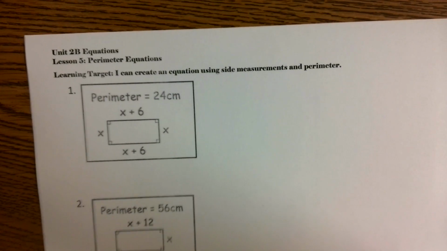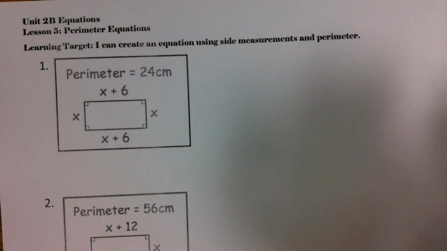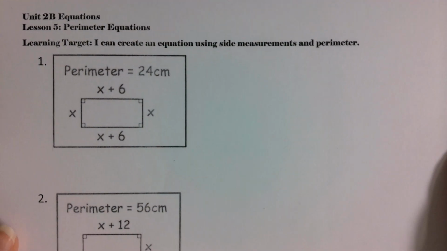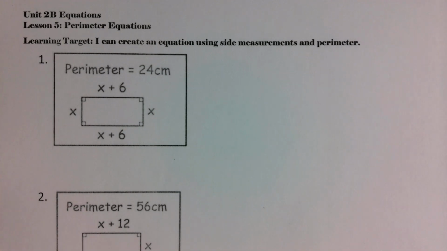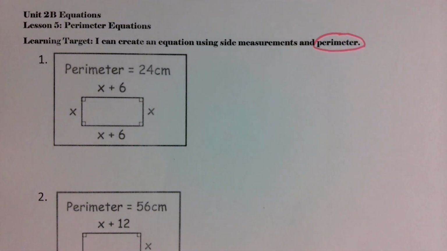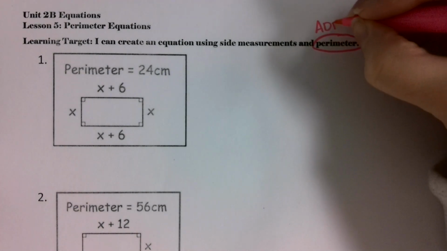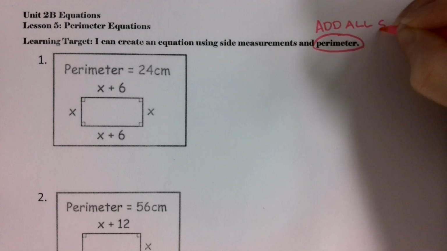So for today, what we're focusing on is being able to create an equation from rectangles and being given the perimeter of the rectangles. So perimeter, who can remind us again? When we say perimeter, what does it mean that we are doing with a shape for perimeter? Justin? Not multiplying. If it's perimeter, you're going to do what, Brian? Add all the sides. When it's perimeter, you're going to add all sides.